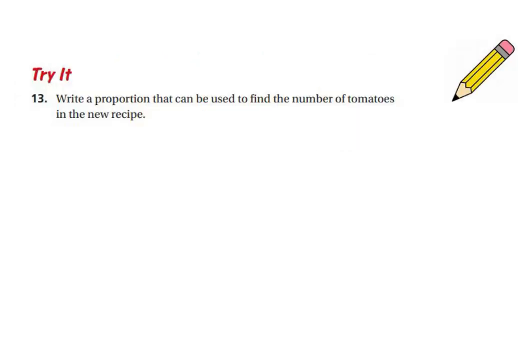So I want you to try it now. I want you to write a proportion that can be used to find the number of tomatoes in the new recipe. Look in your notes at the previous example that I just did. I'll help get you set up here. You're going to start with the 1.5 compared to the 6. Okay. And now you're going to write a proportion that can be used to find the number of tomatoes in the new recipe. Then go ahead and push play when you're ready.